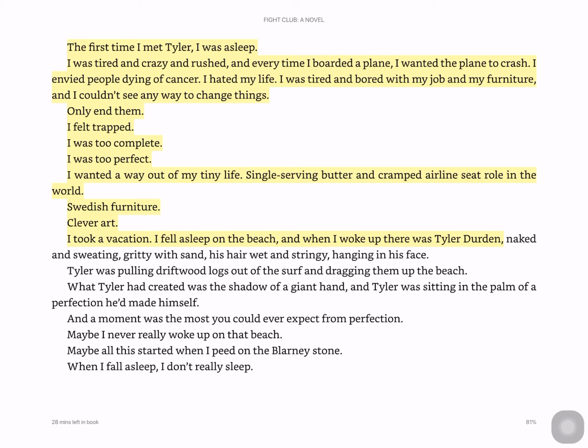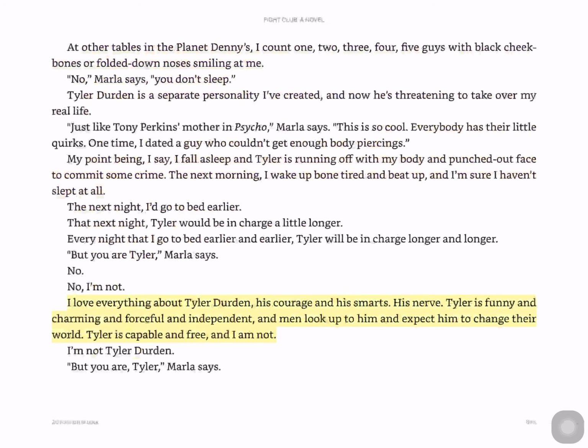Let's keep going. Tyler was pulling driftwood logs out of the surf and dragging them up the beach. What Tyler had created was the shadow of a giant hand, and Tyler was sitting in the palm of a perfection he had made himself. And a moment was the most you could ever expect from perfection. Maybe I never really woke up on that beach. Maybe all this started when I peed on the Blarney Stone. When I fall asleep, I don't really sleep.